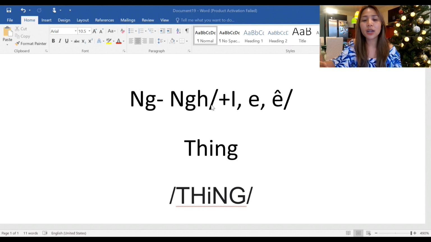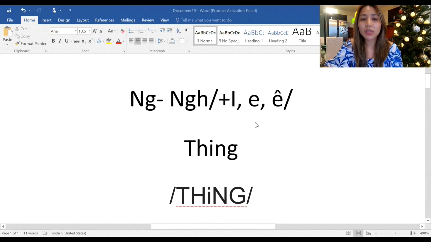There is a writing rule that when you need to combine the sound with i and e, ê, the vowels i, e, and ê in Vietnamese, you have to combine with the complex ng. So the names of these two letters in Vietnamese are ng đơn and ng kép. Đơn means single and kép means complex.